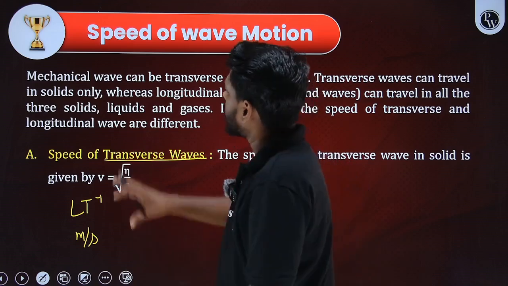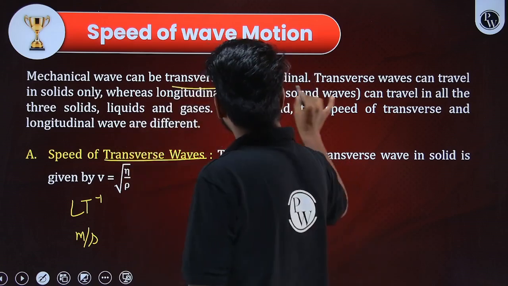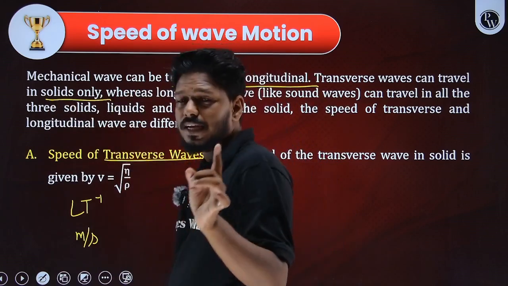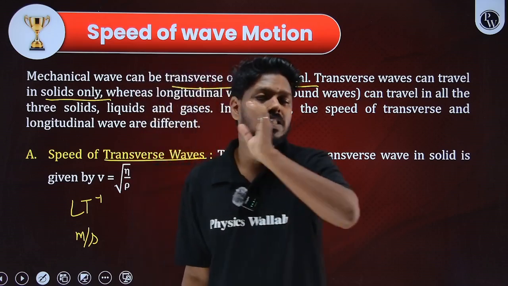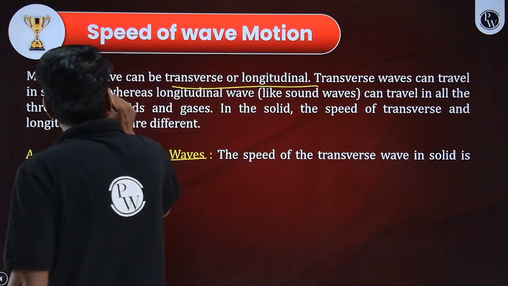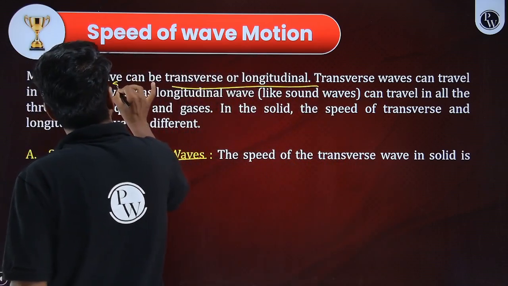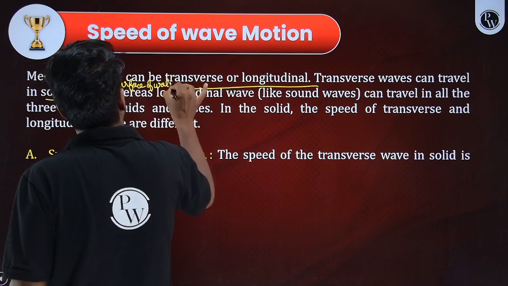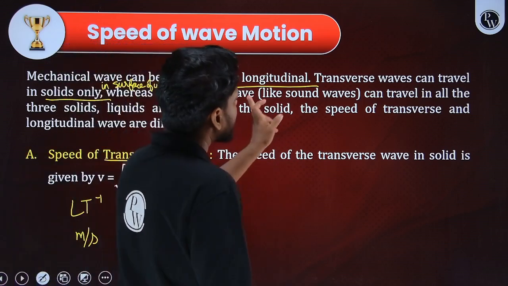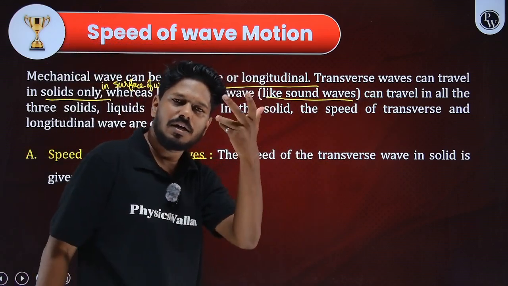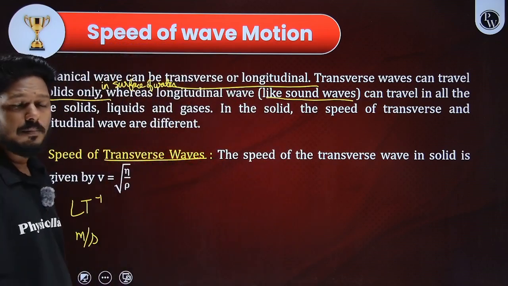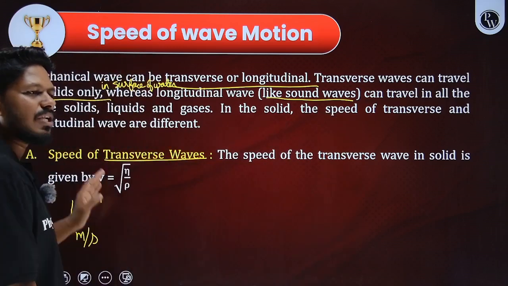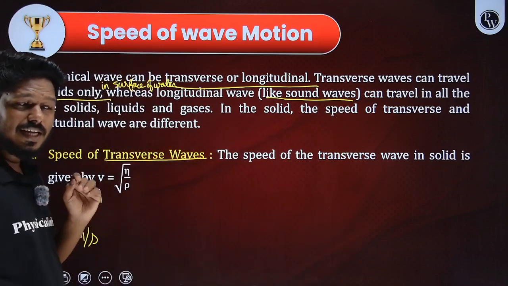Okay. So mechanical wave can be transverse or longitudinal. Transverse wave can travel in solid only, right? And apart from solid, we saw that transverse wave can travel on the surface of water also. Whereas longitudinal wave is like sound wave. It can travel in solid, liquid, gas, everywhere it can travel, but not in vacuum. So in solid, the speed of transverse wave and longitudinal wave are different.